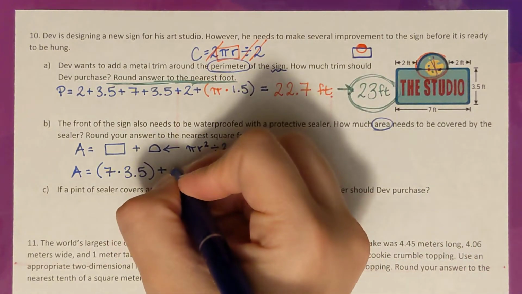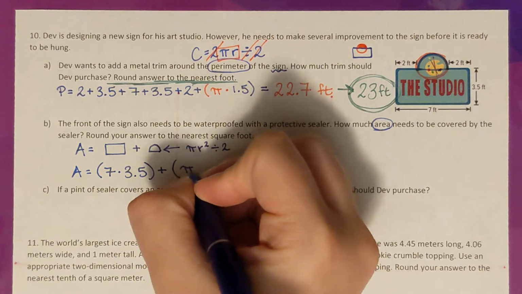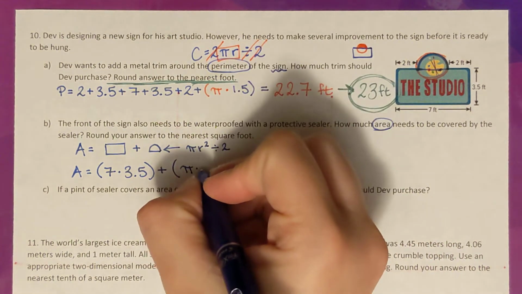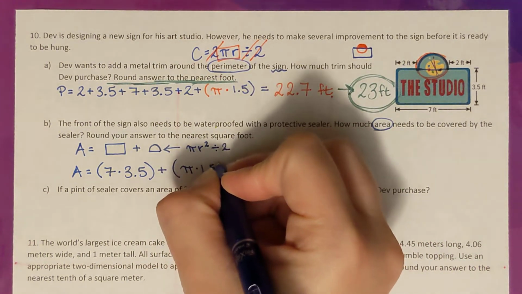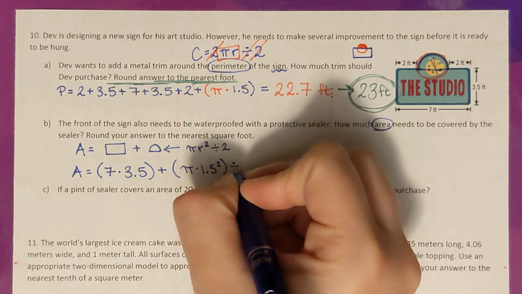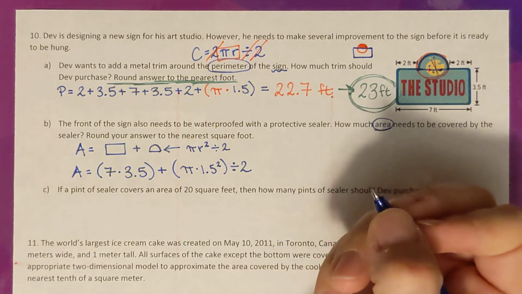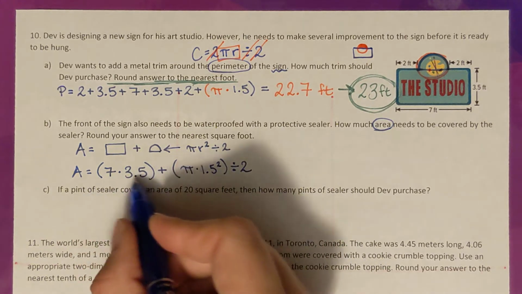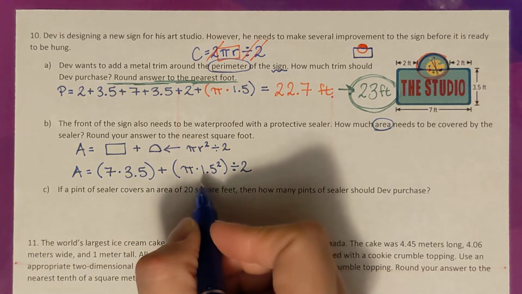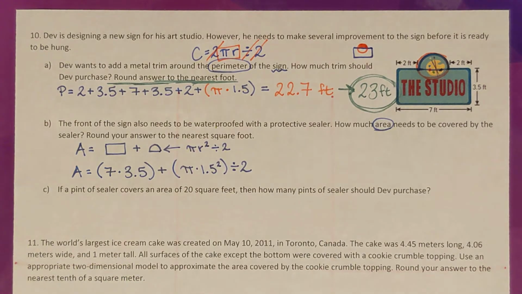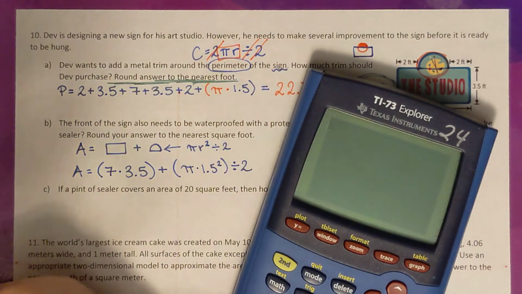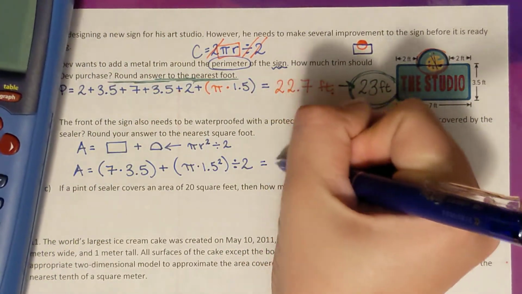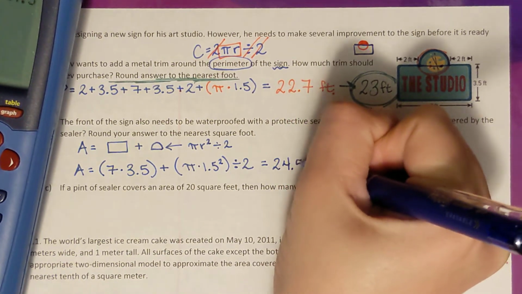So pi times the radius here. We said the radius was 1.5. So 1.5 squared. Then we're going to divide all of that by 2. When I say divide all of that, I just mean this part right here, not this whole entire problem, just the pi times 1.5 squared. That's the only part that you actually divide by 2. So let's start figuring that out. 7 times 3.5. So our first part, the rectangle part, is just 24.5.